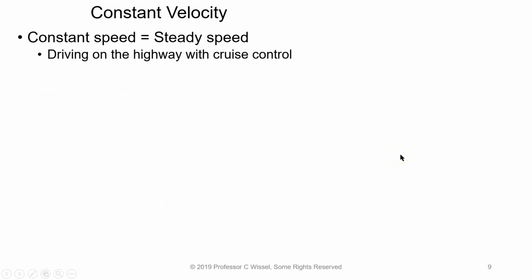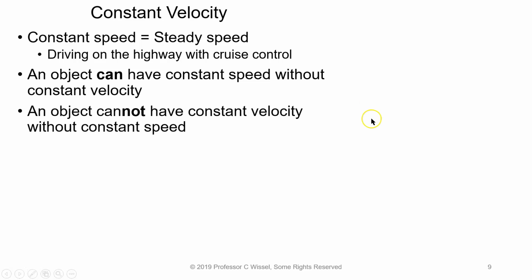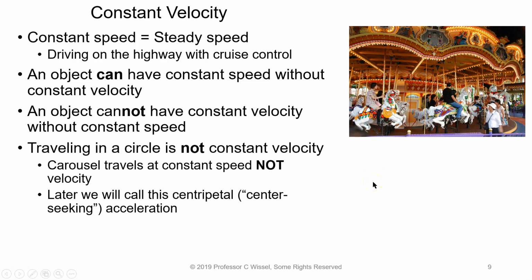Constant velocity is, you probably guessed, a constant speed, a steady speed. Driving on the highway with cruise control. An object can have constant speed without constant velocity. An object cannot have constant velocity without constant speed. So when you travel in a circle, your direction is changing. If anything changes, either the speed or the direction changes, it's an acceleration.